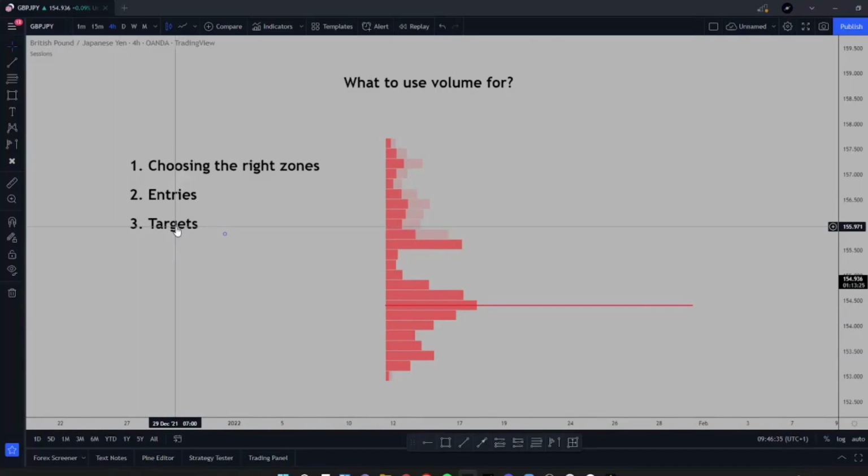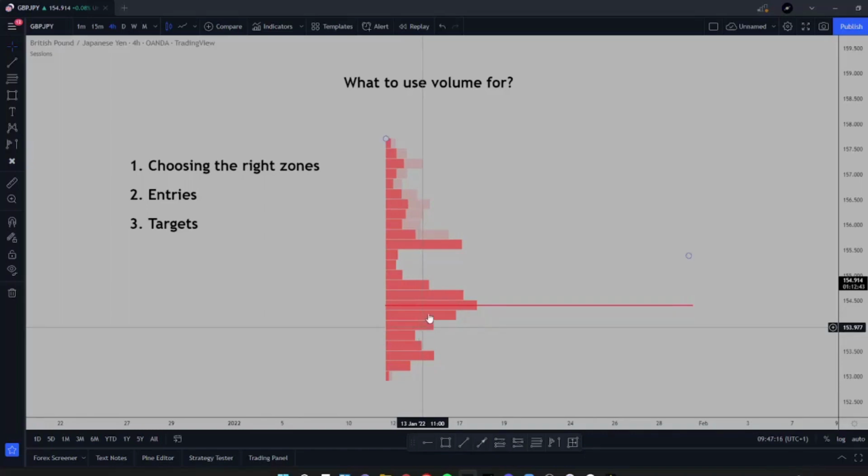And third of all, we can use these for targets. Targets is something very personal and subjective, and a lot of people don't know exactly how to target. Some people would target the next supply or demand zone, the next high or low, the next whatever. There are so many ways of choosing a target, and we will show you how using this tool can actually help you decide a target. It's very effective, very simple to use, and it is pretty accurate, as you will see.